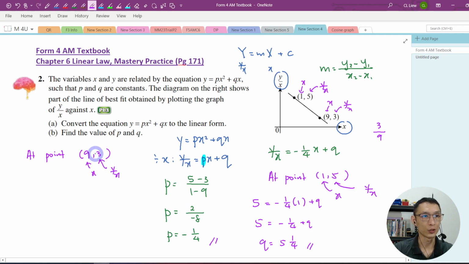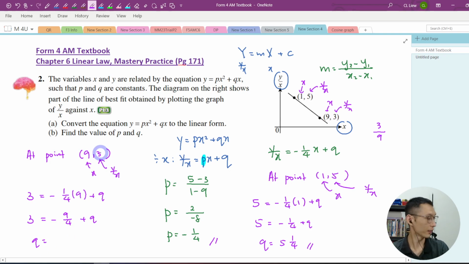Y over x, which is equal to 3, is equal to negative 1 over 4x plus q. So 3 is equal to negative 9 over 4 plus q. You can press your calculator. Q is equal to 3 plus 9 over 4. You will still get the same answer, which is 5 and 1 over 4. So you can use this point or this point. Both will give you exactly the same answer if you do it correctly.